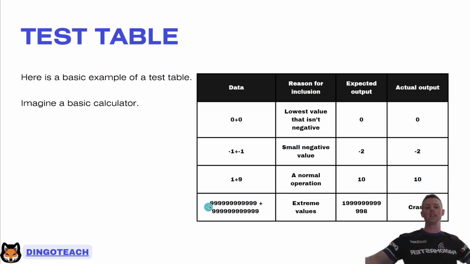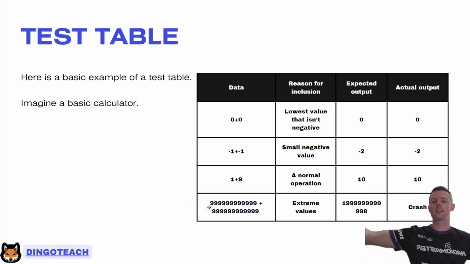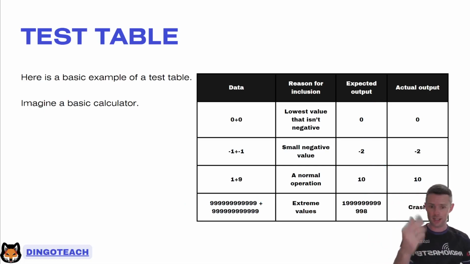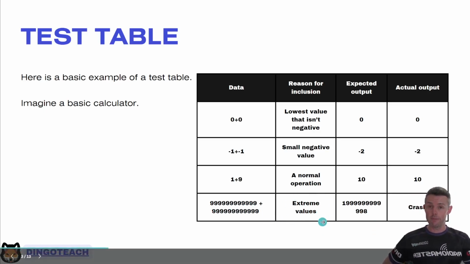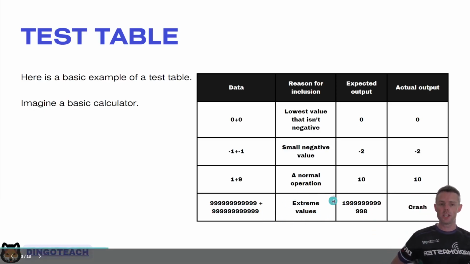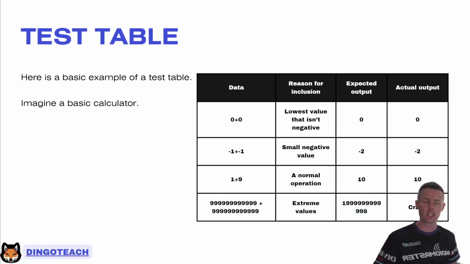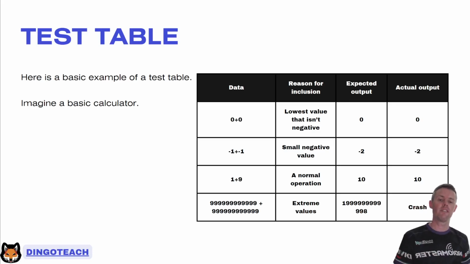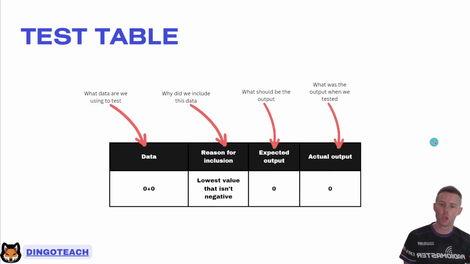And now I've got an extreme value. Lots of 9s that just goes into the billions and sort of past as well. So it's an extreme value. That's why I've included it. What do you expect the output to be? But what actually happened? Well, my program crashed. It couldn't handle that bigger value. So that's just one quick example of what a test table will look like.